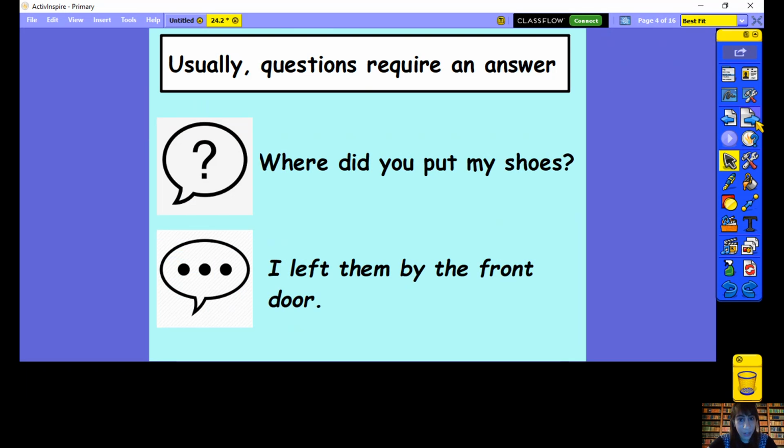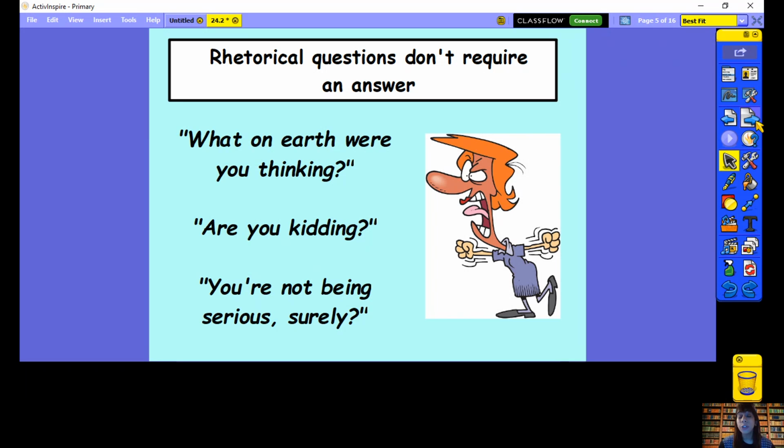Now, we all know questions usually require an answer. So for instance, if someone was to ask you, where did you put my shoes? You would expect them to give you an answer with some information. Oh, I left them by the front door. Really straightforward. We use questions every single day. However, rhetorical questions don't require an answer.